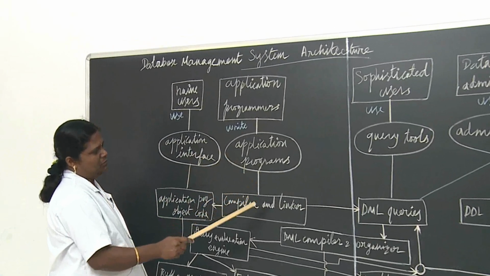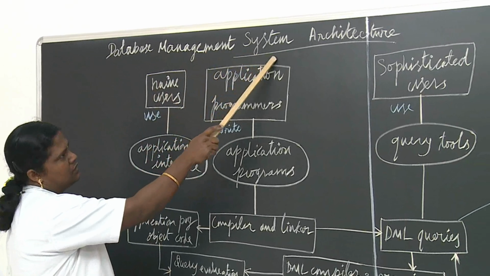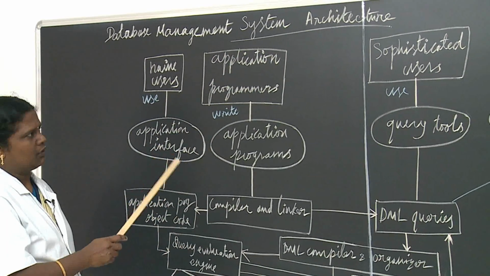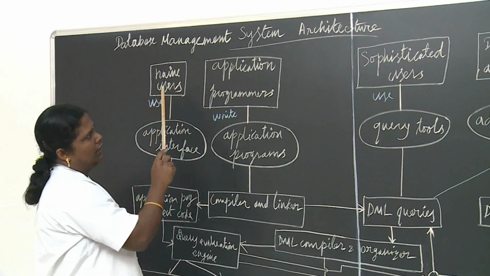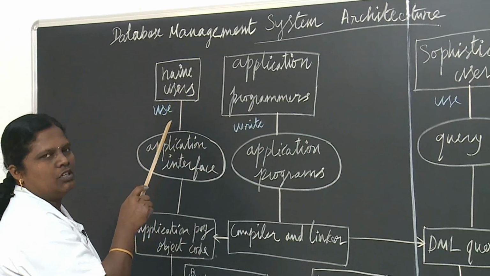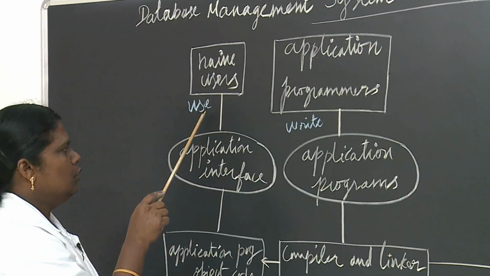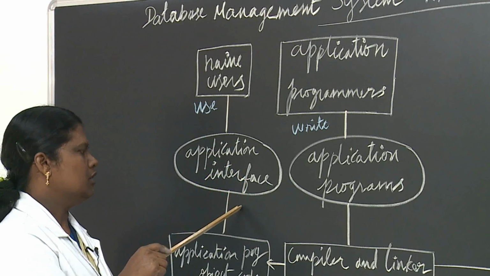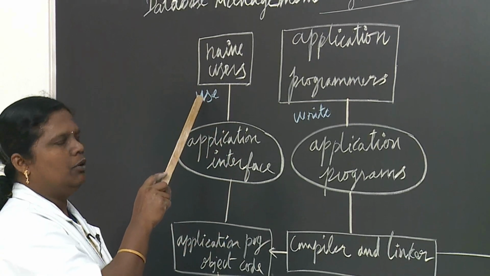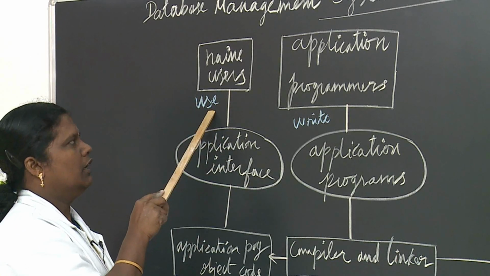This diagram describes the database management system architecture. So this includes the overall architecture, and various types of users. This includes naive users. This type of user can use the certain application interface in order to interact with the database system. They can't create any program on their own.